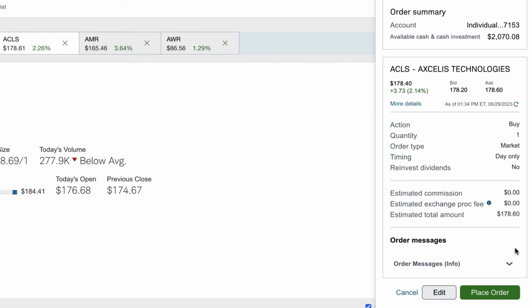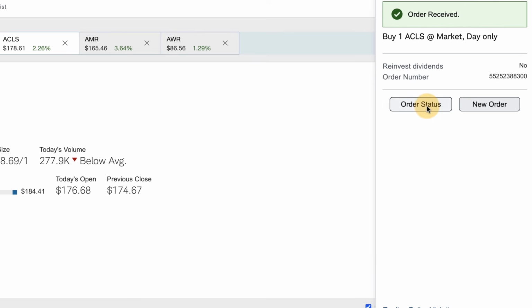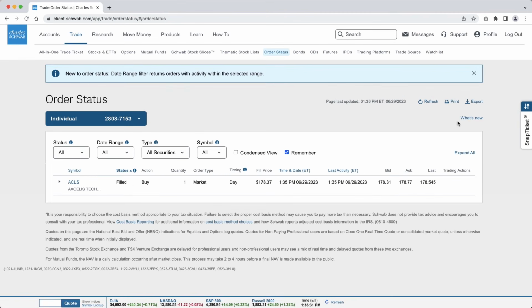All right, we're now ready to place the order. Let's go ahead and send this one off to market. If we look at the order status, you can see we're now the owners of one share of ACLS at a price of $178.38. Our order actually filled 22 cents below our estimated cost.